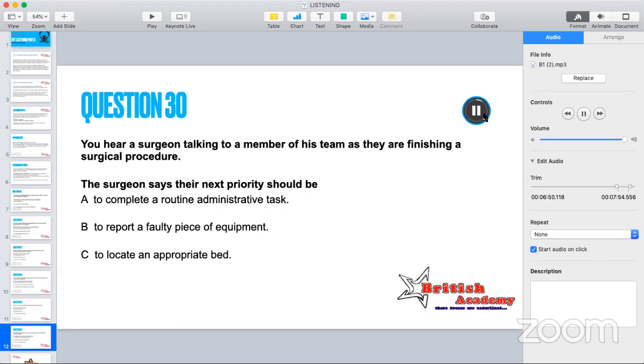Question 30. You hear a surgeon talking to a member of his team as they are finishing a surgical procedure. Now read the question.